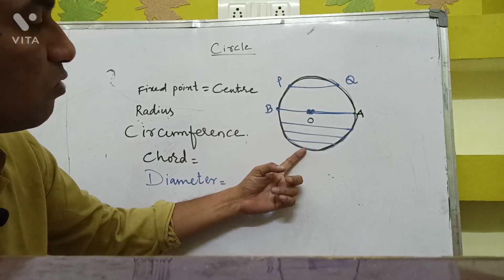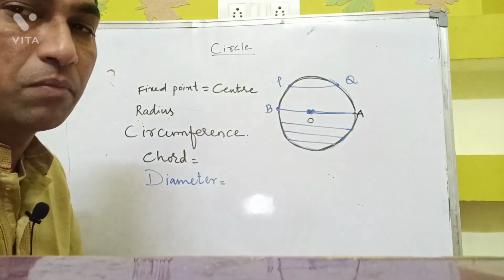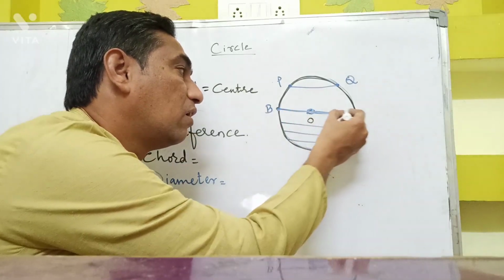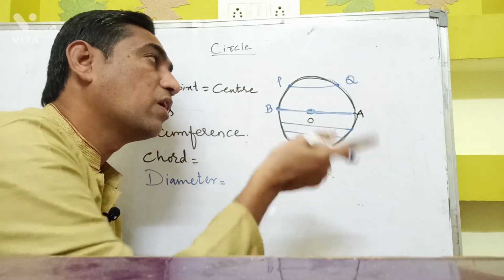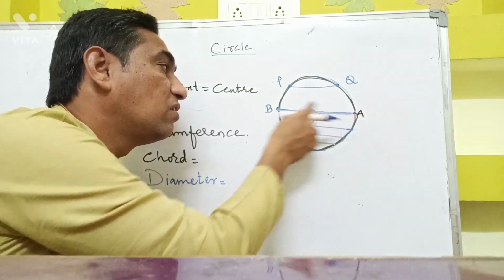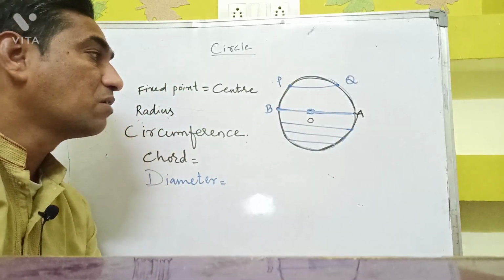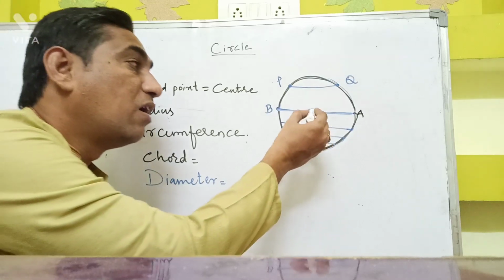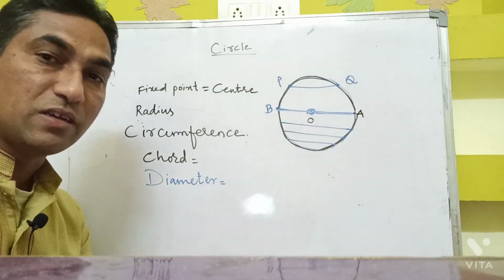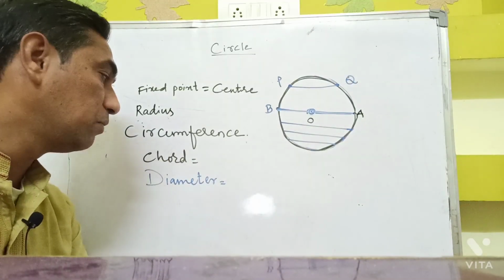A chord, this is also a chord, this is also a chord. But this chord has a special name. Why? Because AB is a chord, and a chord is nothing but a line segment joining two points A and B. But specifically here a special name is given: a chord which passes through the center of the circle is known as the diameter.